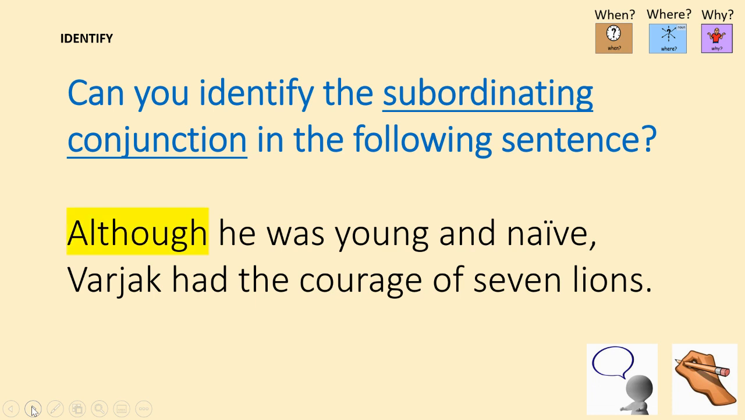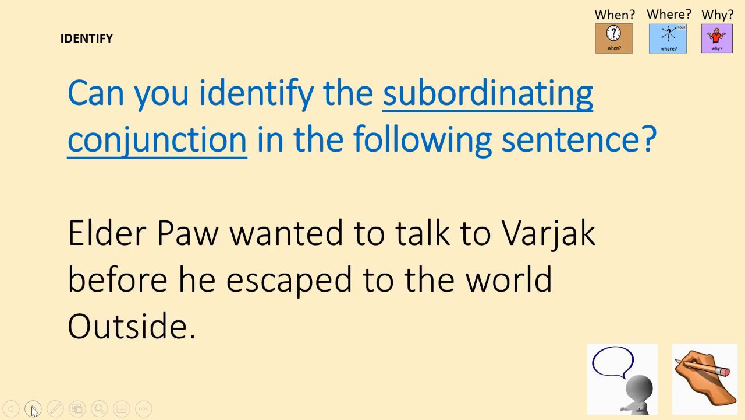Although, and it's tricky because, look, it's at the front of the sentence. So, although he was young and naive, Varjak had the courage of 7 lions. Okay, so Varjak had the courage of 7 lions, but even though he was young and naive. Okay, so let's have a look. That was a bit tricky.